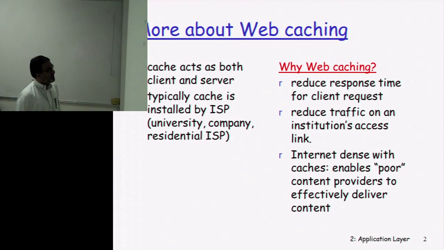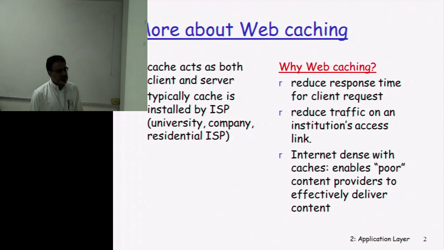It reduces the traffic on the institution's access link. The access link is the link which is connected to your service provider, and definitely it will consume bandwidth. The internet, dense with caches, enables even poor content providers to effectively deliver content.